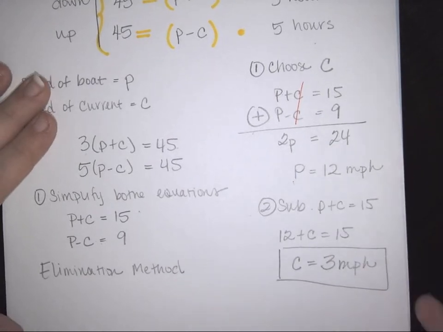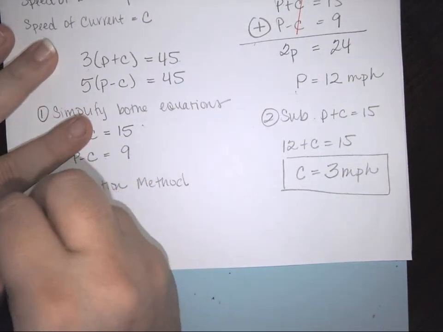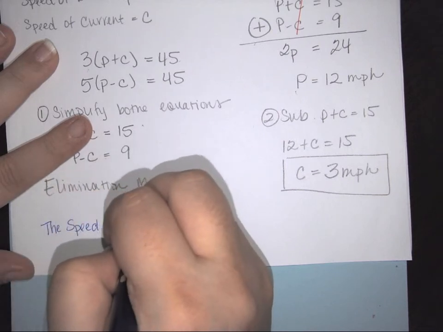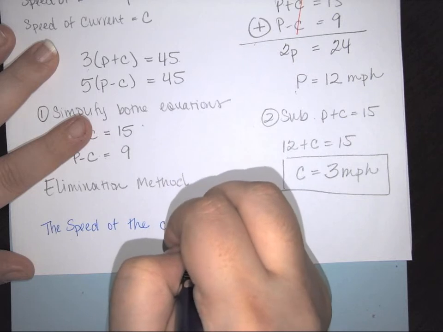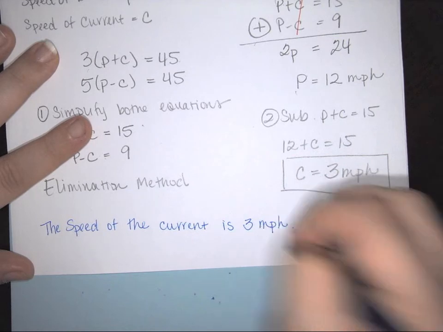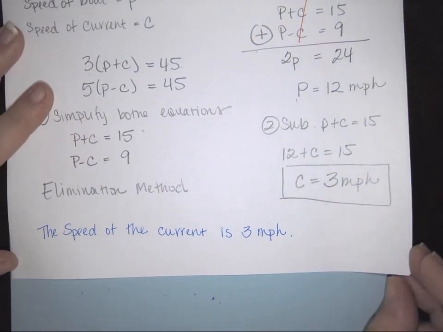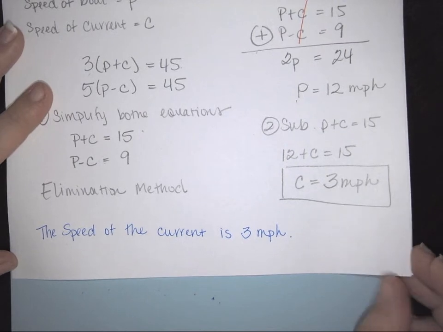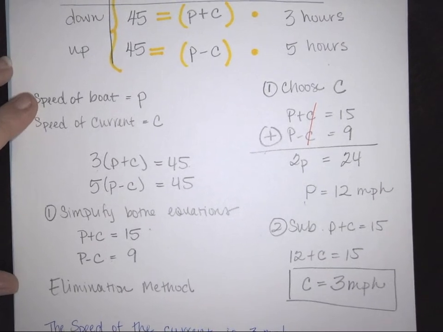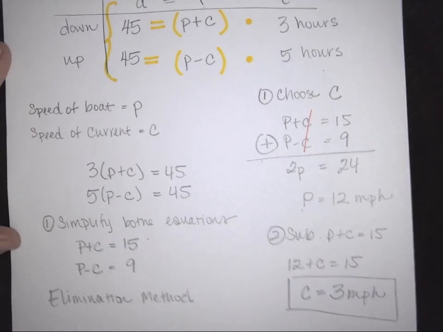So my overall solution here would say something along the lines of the speed of the current is 3 miles per hour. And since that's the only thing that I cared about, that's the only thing that is necessary. So, there you have it. We have a motion, distance, rate, time problem solved by using system of equations.